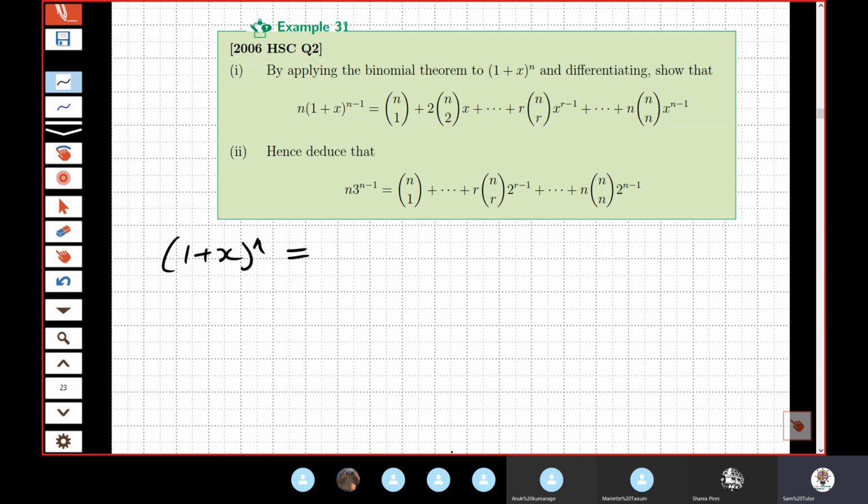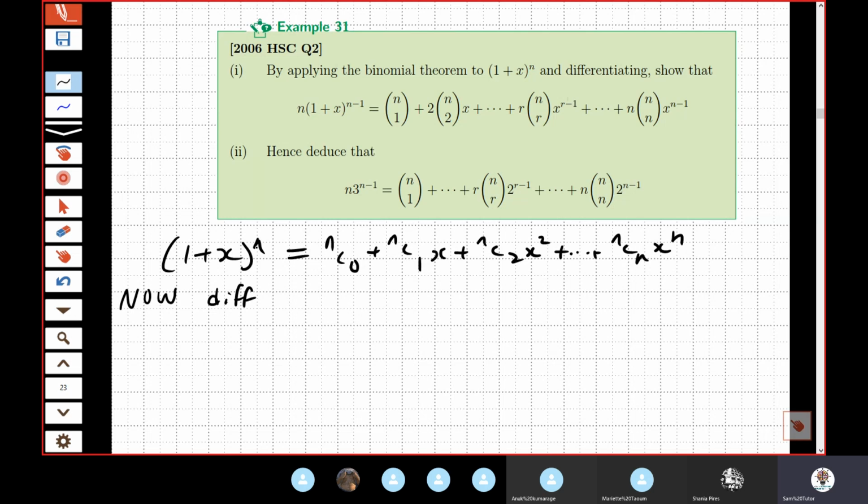All right, let's see how it went. Anyone feel like they got it all out? Not yet. All right, let's see. N choose 0 plus n choose 1 x plus n choose 2 x squared plus dot dot dot plus n choose n x to the n. We're okay with that line? Now what?